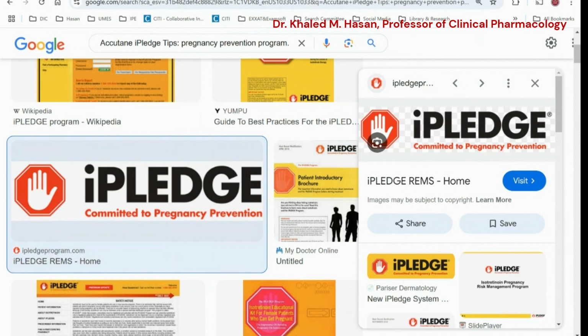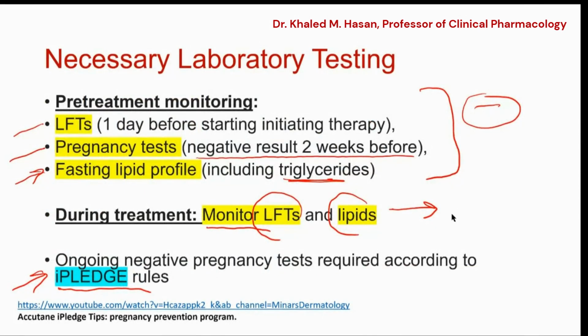We have some information there, and this is a student activity. If you would like to bring us some information, send an email to me or upload it to Canvas about the iPLEDGE information. Okay, so three things need to be monitored during treatment. Thank you, Jenny. Okay, so liver function, pregnancy test, and triglycerides.